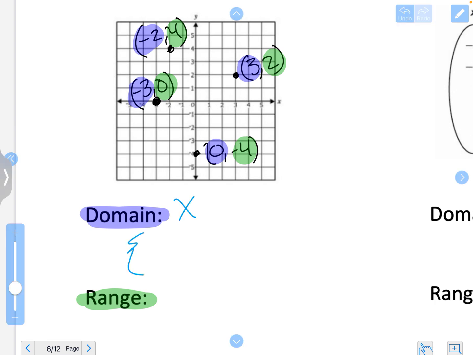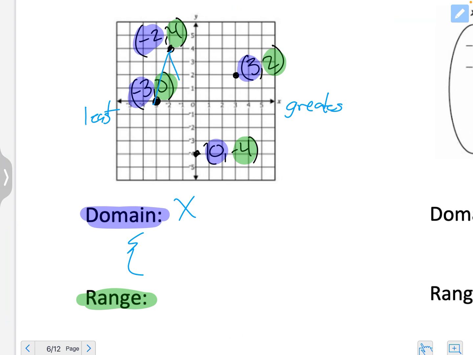What's really cool about a graph is least to greatest. I can just follow the points. So we're going to go -3, we're going to go -2, we're going to go 0, and then we're going to go 3. -3, -2, 0, 3.